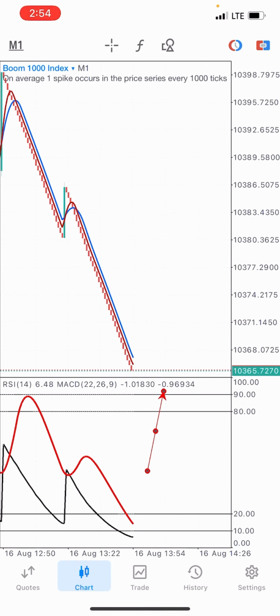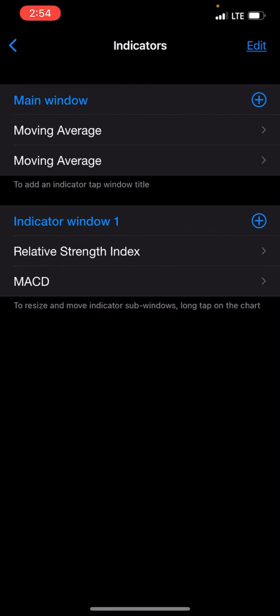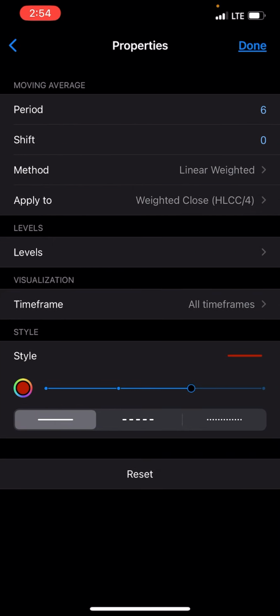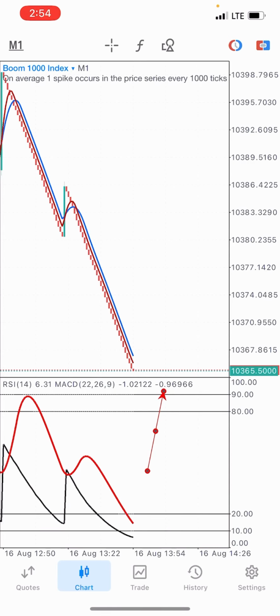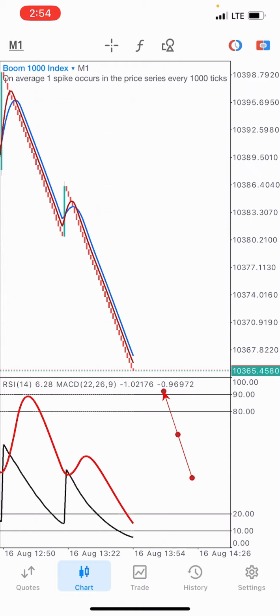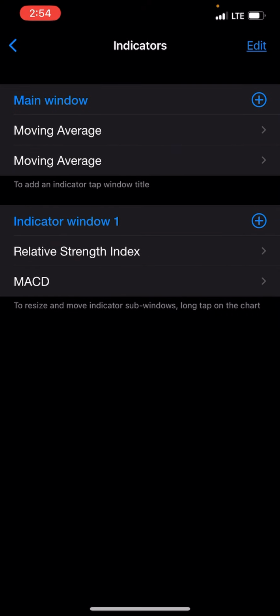You go back again to add the second MA. The level is 6, period is 6, shift is 0, method is linear weighted, applied to weighted close. Levels here, we have no levels. The color I'm using is red, you can use red or any color at all. Click on done, right? Then you go back to your indicator, you add the first indicator window, which is RSI.